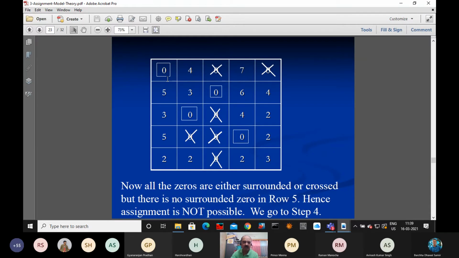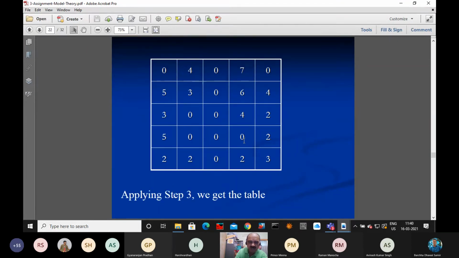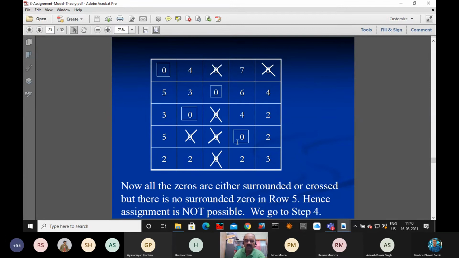In this first row there is a 0, second row there is a 0, third row there is a 0, fourth row there is a 0. But luckily, you can see here, every row has an assignment, but in the last row there is no assignment. So this cannot be an optimal assignment.